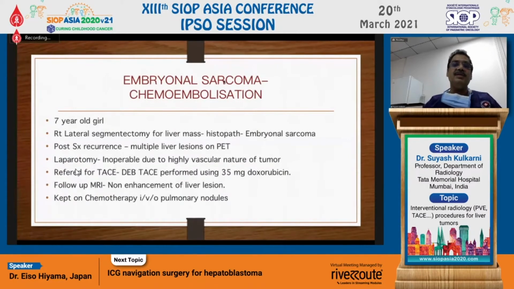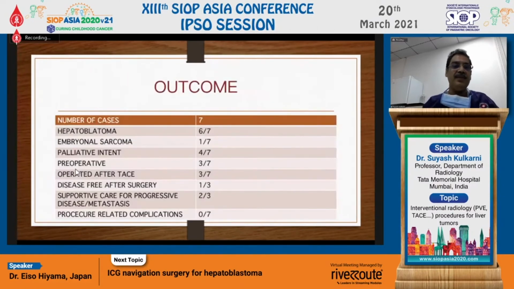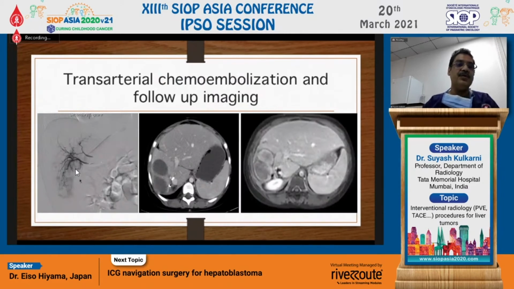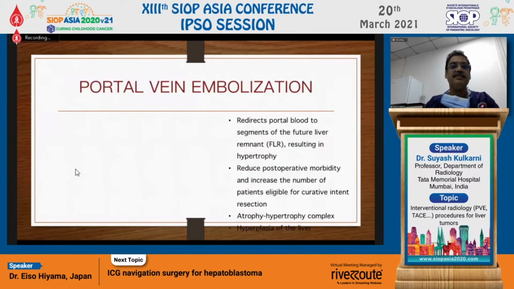Sometimes embryonal sarcomas are also known to respond to transarterial chemoembolization. In this particular case, we used drug-eluting beads with chemoembolization, which act as a sustained-release delivery of the chemotherapeutic agent over a period of time. This was a patient who had a vascular tumor, an embryonal sarcoma, which after chemoembolization had significant necrosis, and there was no active tumor. Out of the various hepatoblastomas and embryonal sarcomas that we had done chemoembolization for, the overall results were encouraging.